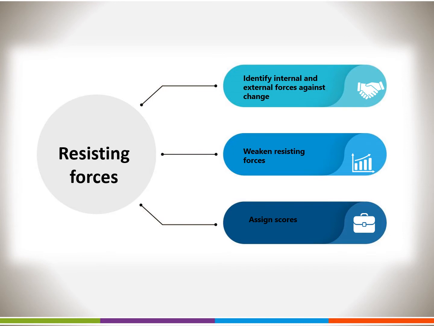Like driving forces, resisting forces can also be internal or external. For example, a business may be highly geared, or they may exist in a society where there is political uncertainty. Having identified the resisting forces, the aim is to weaken them. This reduces their power. Imagine an arm wrestle between two parties. We want to strengthen the driving side whilst at the same time weakening the resisting side. Again, scores are assigned to each force. An overall score for driving forces versus resisting forces can then be calculated.